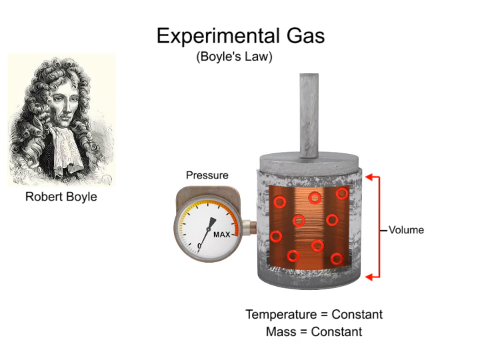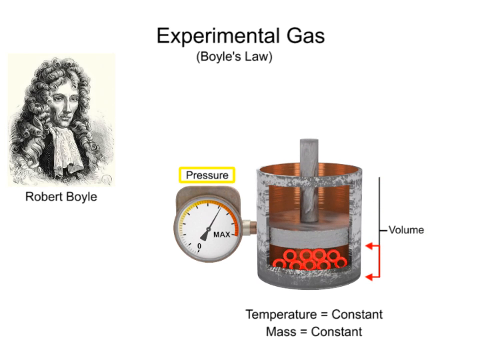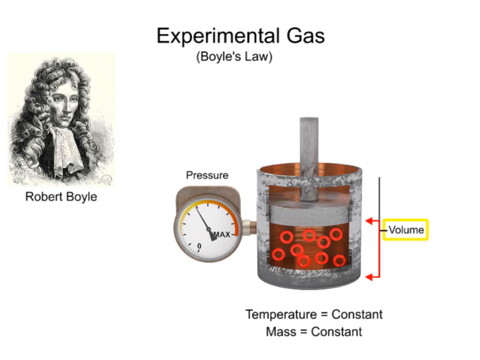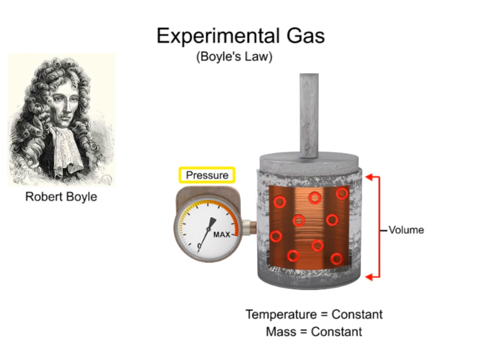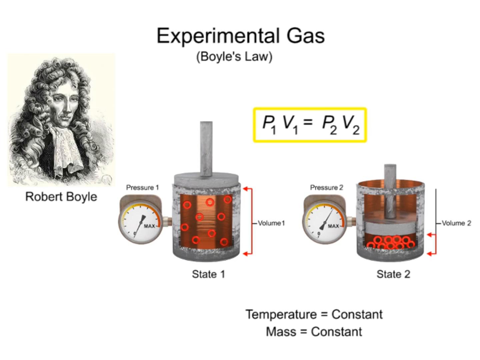In a physical system, this means that as the volume decreases, the pressure increases. Similarly, as the volume increases, the pressure decreases. Boyle's law can be expressed mathematically as the pressure at state 1 times the volume at state 1 is equal to the pressure at state 2 times the volume at state 2. This is true as long as both the temperature and mass, or amount of gas, remains constant.